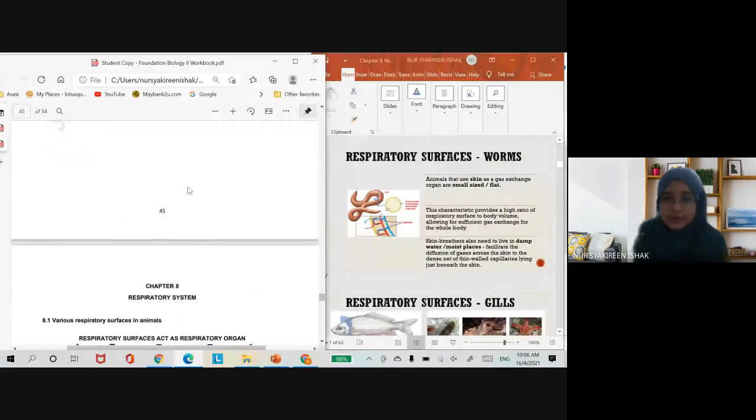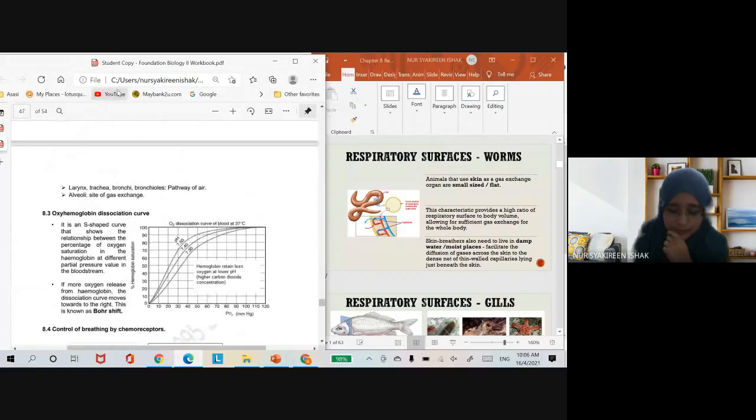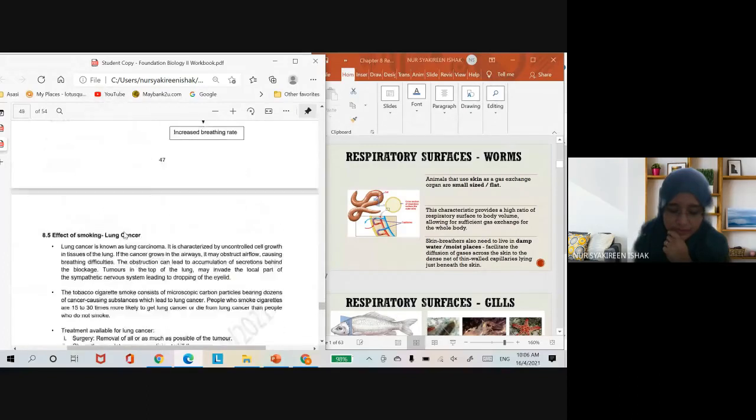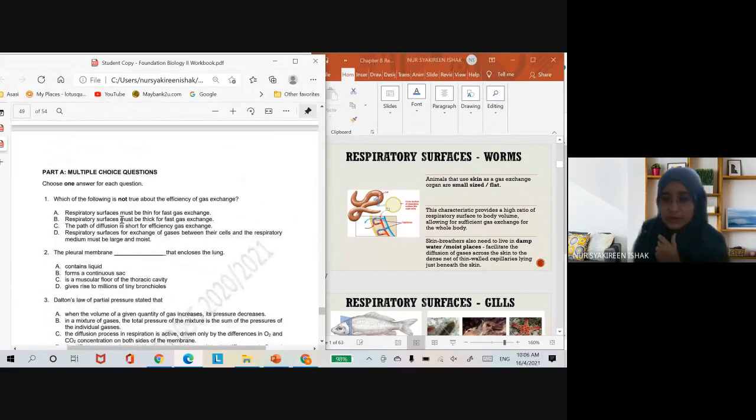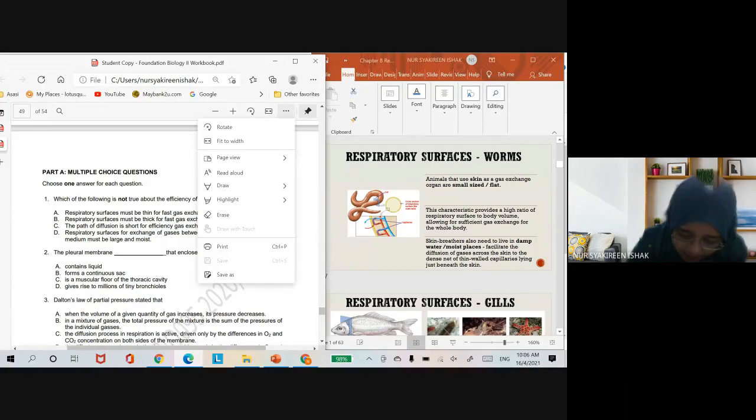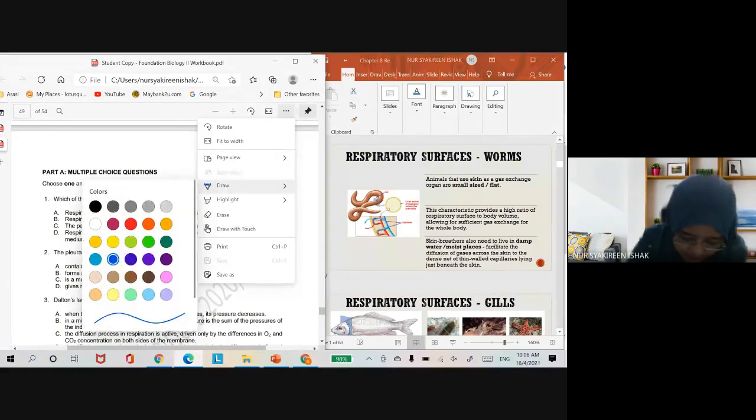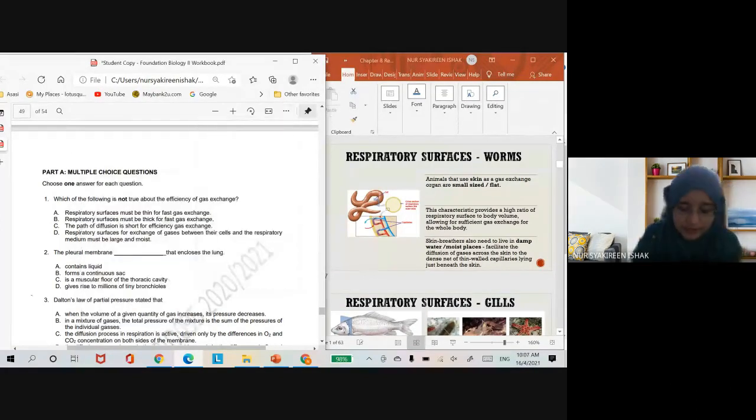On chapter 8, which is on respiratory system. Okay, so first we are going to discuss part A, which is on MCQ questions. So basically it says here, which of the following is not true about the efficiency of gas exchange?